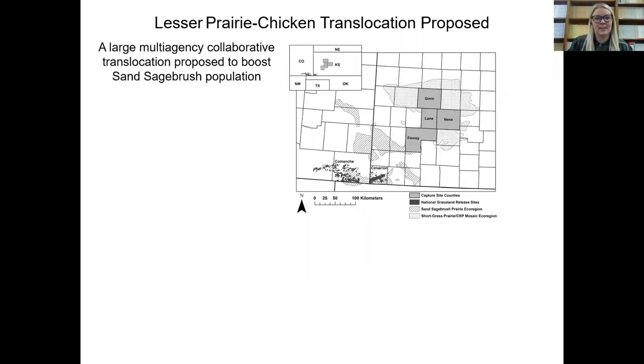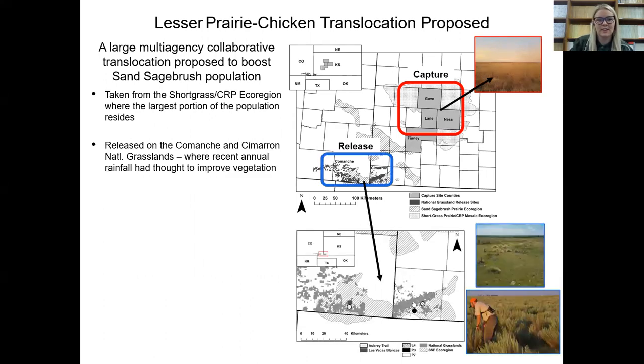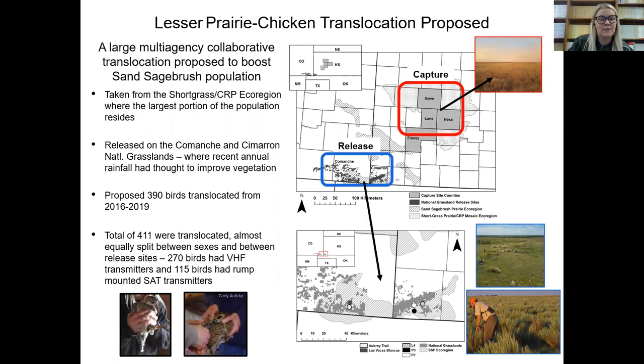So a large multi-agency collaborative translocation was proposed to boost the sand sagebrush prairie population. These birds were taken from the shortgrass prairie CRP ecoregion, where the largest portion of the population resides, and they were released on the Comanche and Cimarron National Grasslands, where recent annual rainfall was thought to improve vegetation. Originally, 390 birds were set to be translocated from 2016 to 2019. In the end, a total of 411 were translocated, almost equally split between sexes and between release sites. 270 of these birds had very high frequency necklace-style radio transmitters, and 115 of the birds had rump-mounted satellite transmitters.